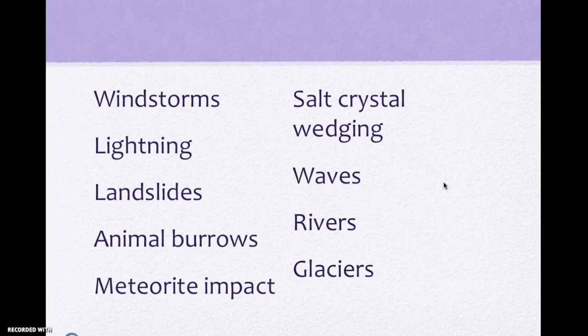Another type of wedging, we've got salt crystals, especially by the ocean, that can go into the cracks and over time build up and just split the rock in half. Waves, rivers, glaciers, etc. We're actually going to be talking about glaciers quite a bit, but that's their own note sheet later on.